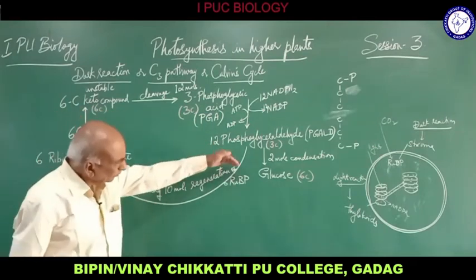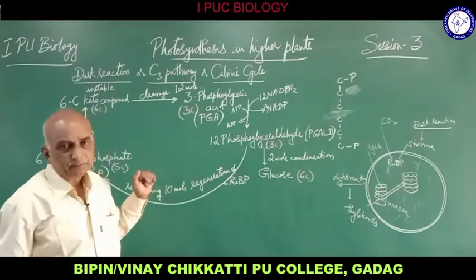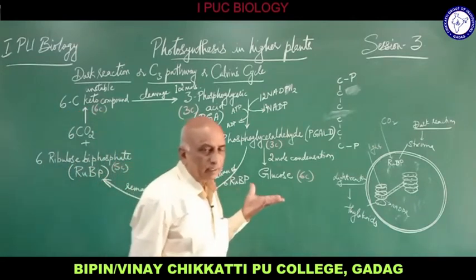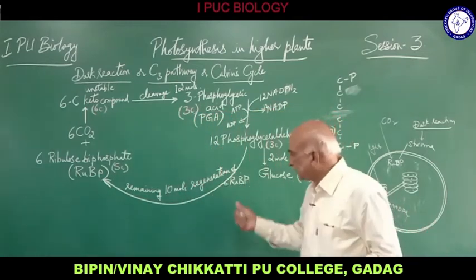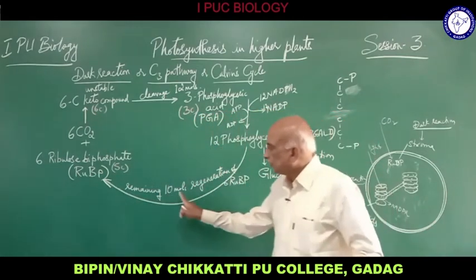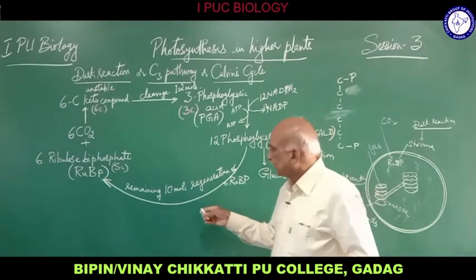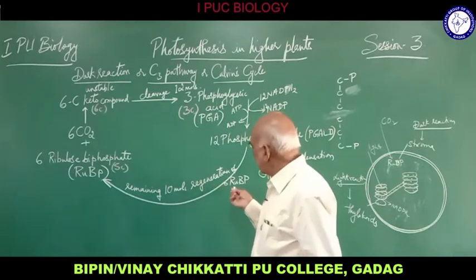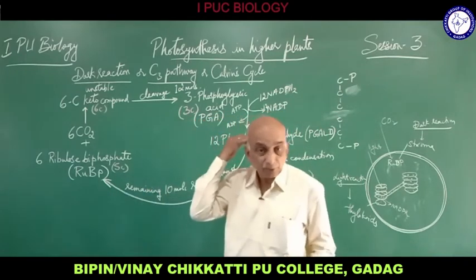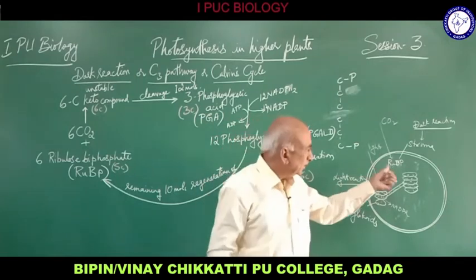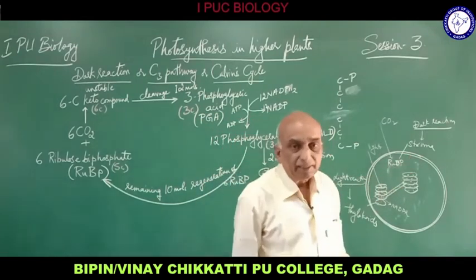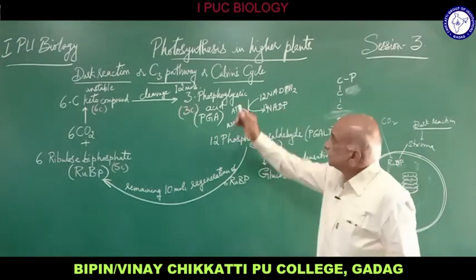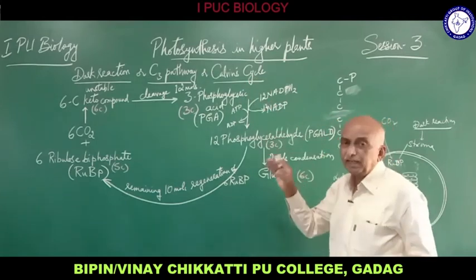That is how various intermediate compounds are formed, which we are not concerned to study in detail. It is just extra information. So 10 molecules of PGALD remaining are used in the regeneration of the RuBP. The RuBP which was used in the starting, which was present in the stroma, is regenerated. As the starting compound is regenerated, it is called a cyclic reaction.